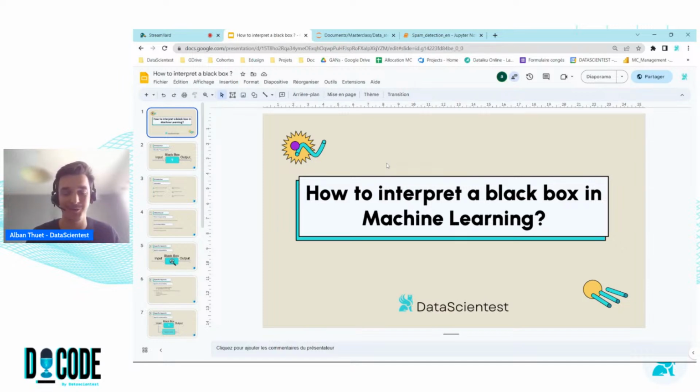I'm Alban Tuet and I'm going to present today a small video about how to interpret a black box in machine learning. So this video will give you some advice about how to use interpretability, generally speaking. It will be divided into two parts. The first one will be a small explanation of what interpretability is and what the main uses of interpretability in AI are. And the second part will be a use case about a spam detection algorithm, and we'll try to interpret how this algorithm is working.